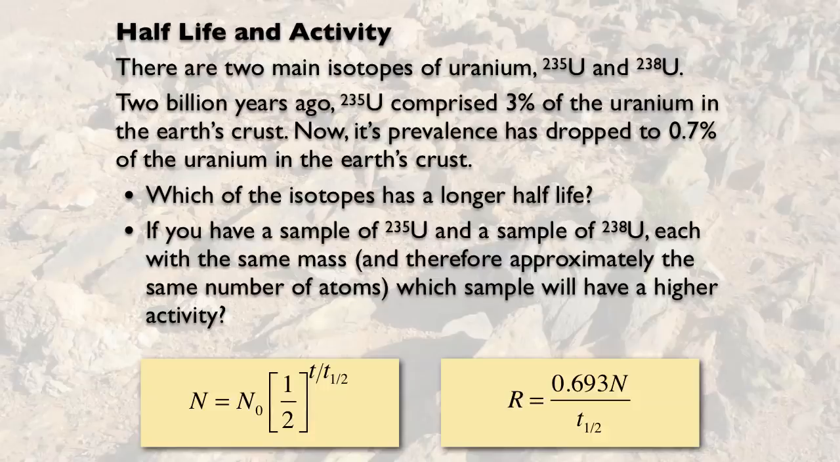Well, of course, 3% of the uranium was uranium-235, and now it's 0.7%. What that says is the uranium-235 is going away faster than the uranium-238. And so uranium-238 must have a longer half-life. Since that's true, if I have two samples of uranium-235 and uranium-238 with exactly the same mass, the uranium-235 with a shorter half-life is going to have a higher activity. You know that that has to be true.